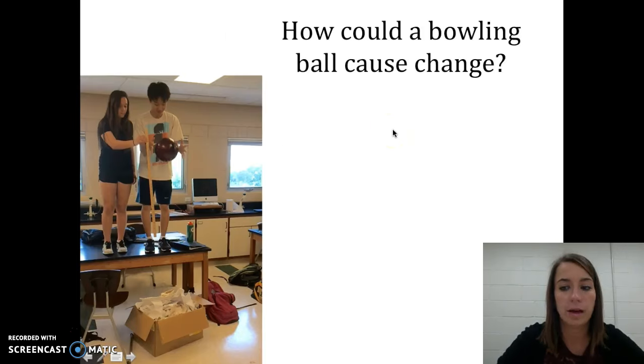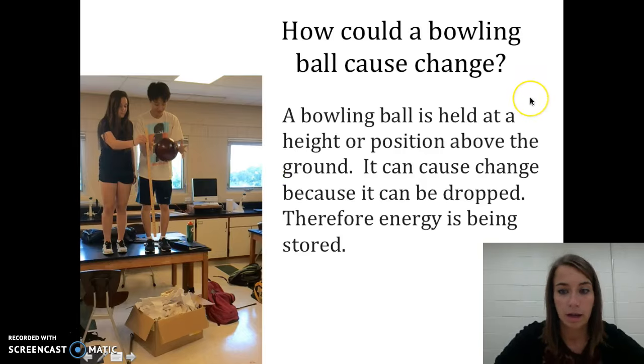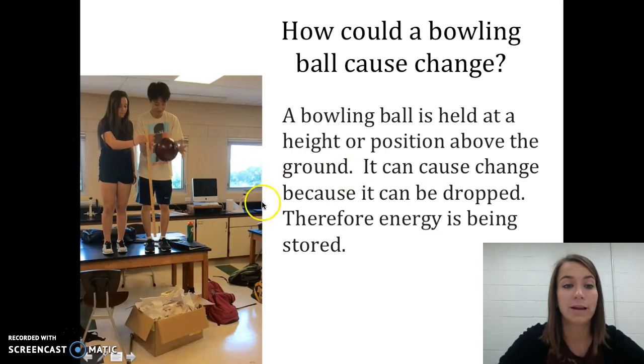So we talked about energy being something that can cause change. When objects have it, they can cause change. So we're going to talk about a bowling ball. How could a bowling ball cause change? In this picture, we have students standing on a table, dropping a bowling ball into a box full of paper. The bowling ball in this picture is held above at a height or a position above the ground. It can cause change because it can be dropped. Therefore, energy is being stored in the bowling ball due to its position above the ground.